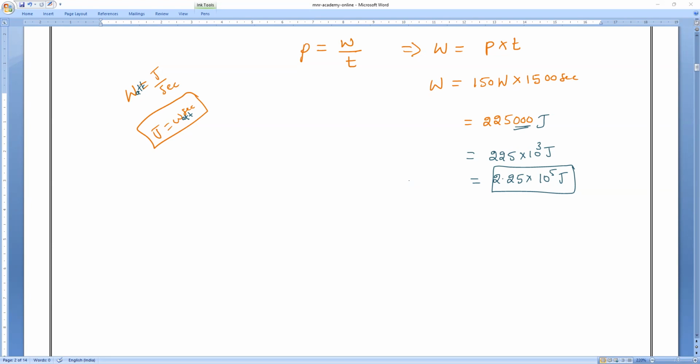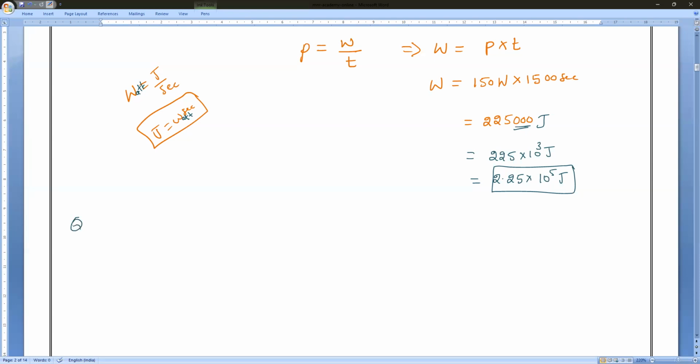When the mass and velocity of the body are doubled, what happens?